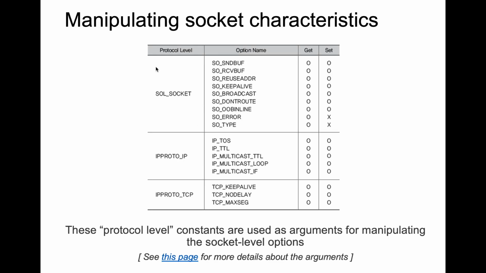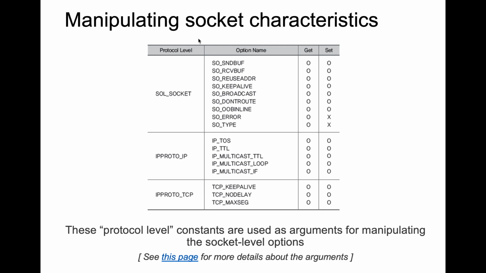Whenever you want to create a socket, you can modify some of the socket specific characteristics, such as, if you remember, the TCP's internal buffer size, or keep alive, or time to live, how many hops it can go until it reaches the destination. And there are a lot of properties that we can change, and you can see a lot of example characteristics on this table.